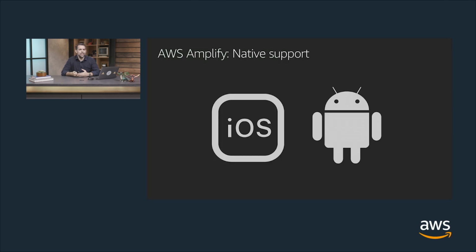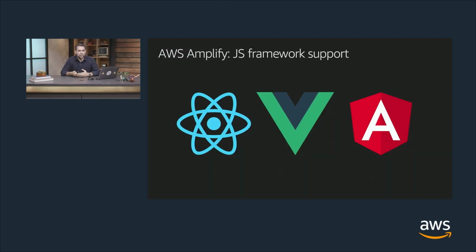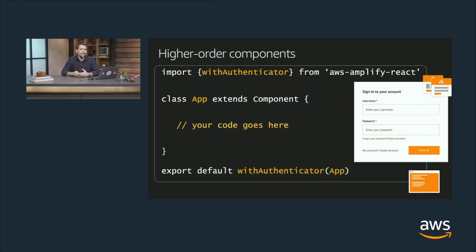The Amplify client supports native platforms such as iOS and Android, and different JavaScript frameworks such as React, Vue, and Angular. You can also use built-in higher-order components to accelerate development. There are different components for file storage, authentication, and chatbots. In this example, you just need to import the withAuthenticator component and wrap your app React component with it. Two lines of code, and you have a built-in component with sign in, sign up, reset password, and forgot password logic out of the box to secure your application.